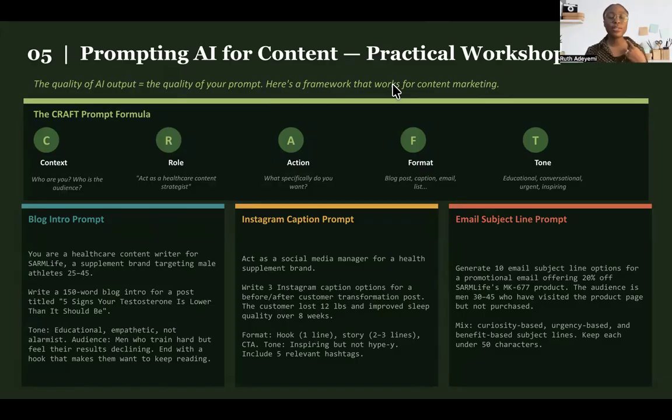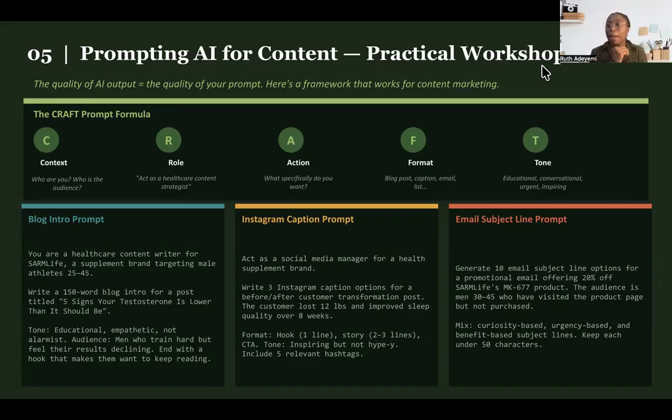So finally, as we begin to wrap up, when you're prompting AI for content, this is the formula I want you to use. This works. I've tested it several times. It does work. Use the CRAFT prompt formula. I told you to learn prompt engineering, but this is your first intro to prompt engineering. So what is the CRAFT formula? The CRAFT formula is context, role, action, format, and tone.